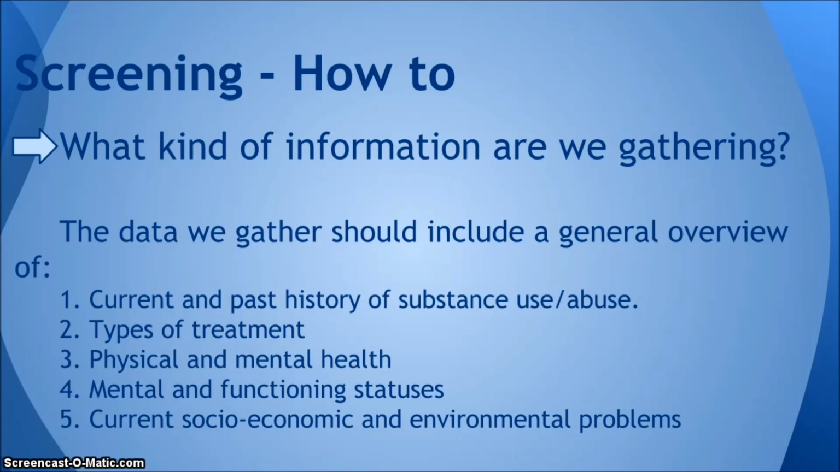What kind of information are we gathering? The data we gather should include a general overview of current and past history of substance abuse or substance use, the types of treatment, physical and mental health, mental and functioning statuses, and the current socioeconomic and environmental problems.